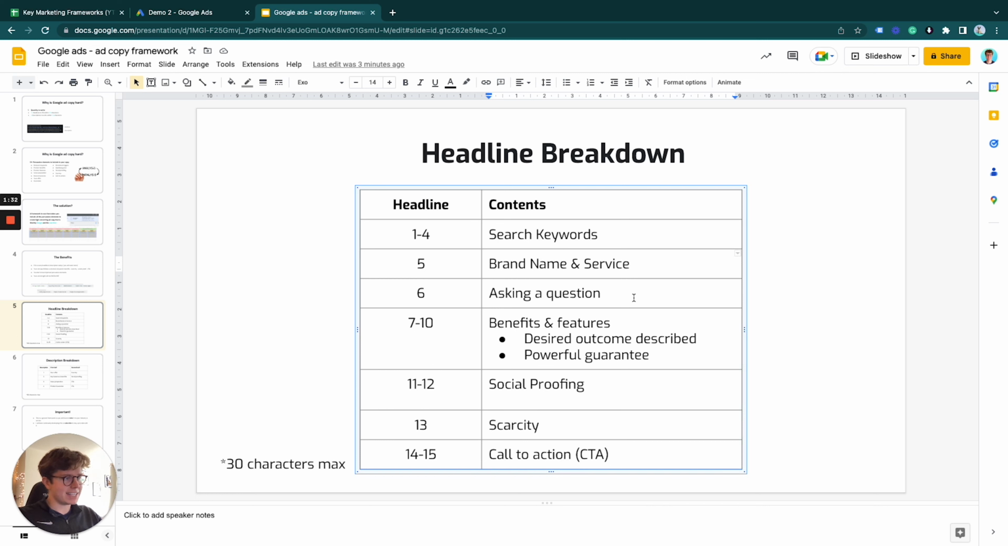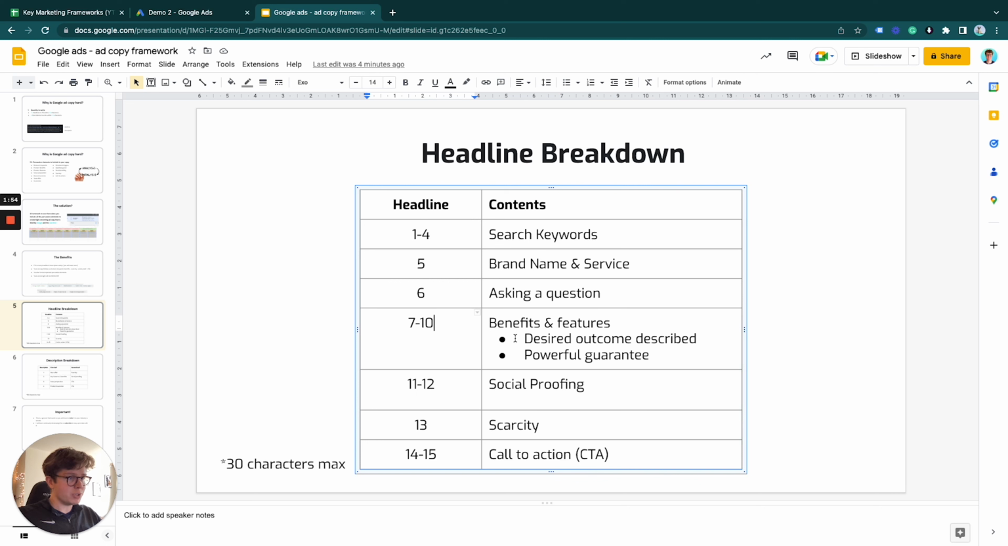Headline 6 is asking a question. Asking questions in your marketing is a really effective way to start a cognitive thinking process in the user's mind. If you ask them a question, they will unconsciously or subconsciously answer that question in their head. And if you make it a really good one, they will answer it consciously in their head. The questions are good. Use them.